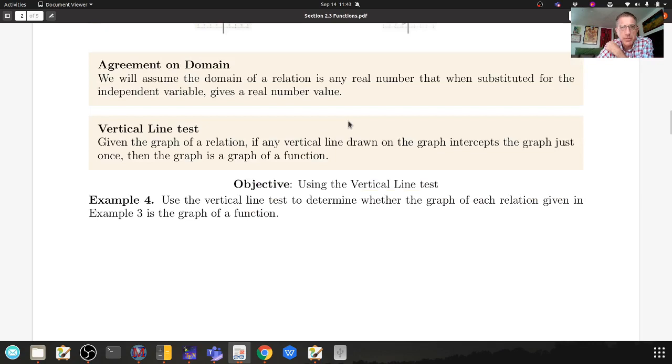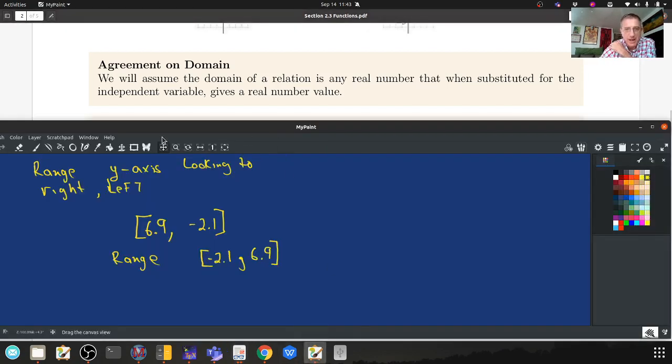So here are just some little bitty housekeeping things. This is the underlying assumption. For most of you, this will not matter unless you're a really logical thinker. It might matter. We will assume the domain of a relation is any real number that, when substituted for the independent variable, that's the x variable, gives a real number value. So that means if I can plug in any number whatsoever, I'm going to give you an example of this. It is kind of important.